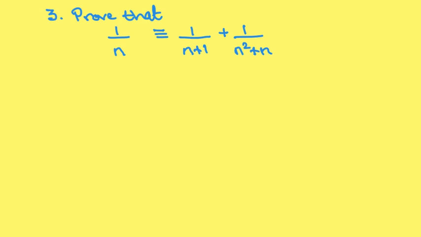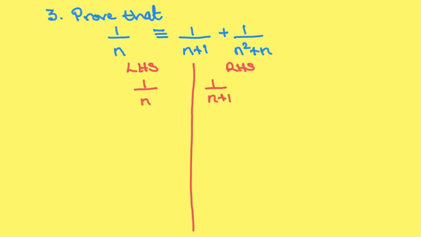Question 3. Prove that 1 over n is equivalent to 1 over n plus 1, plus 1 over n squared plus n. Again, first do your line. So left-hand side, right-hand side. So 1 over n, and 1 over n plus 1 plus 1 over n squared plus n. This time I'm going to prove that the right-hand side is equal to the left-hand side.